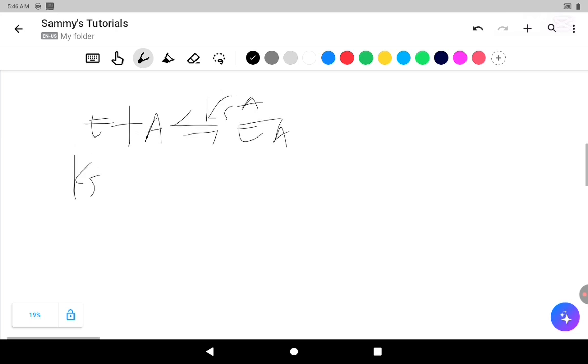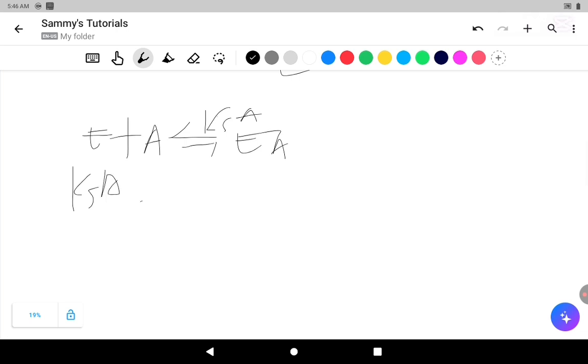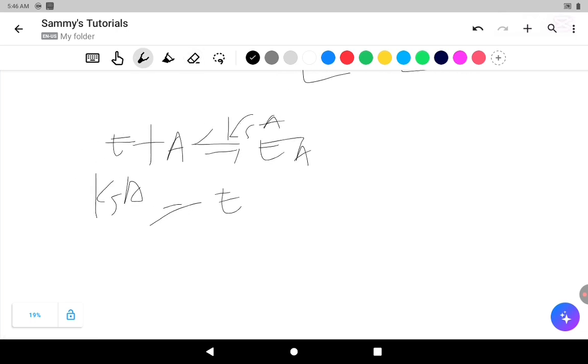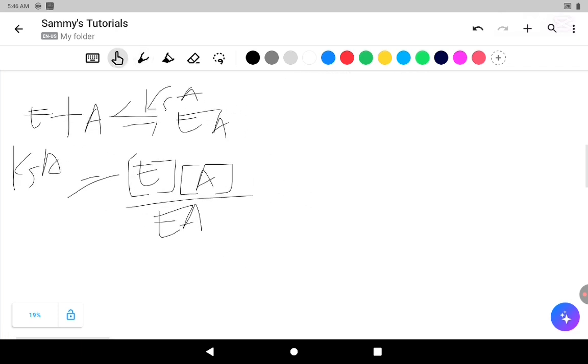KSA. So here KSA equals to what? You understand that we are using the inverse, right? So KSA equals to E, A all over what? All over EA complex. After getting this, what did you get?